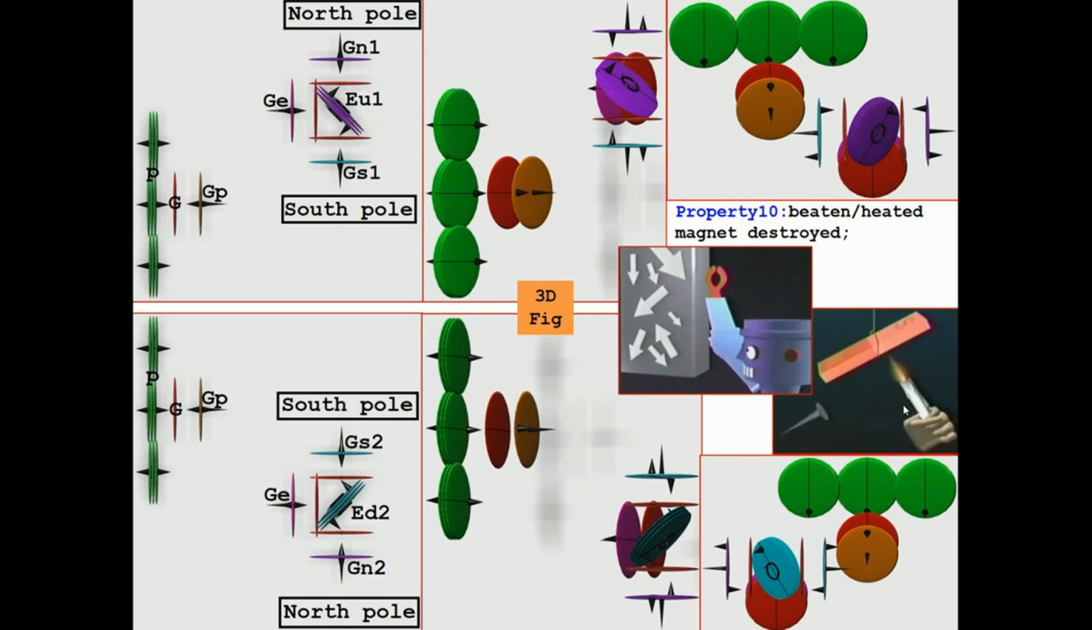A heated or beaten magnet is destroyed because in a heated or beaten magnet, the atoms move very fast and the electrons collide, so they change their position. And if the electron moves from the upper side of the nucleus to the other side of the nucleus, it will change its spin direction. And because this process is random, over time, the free electrons in the magnet will stop pointing in one direction.